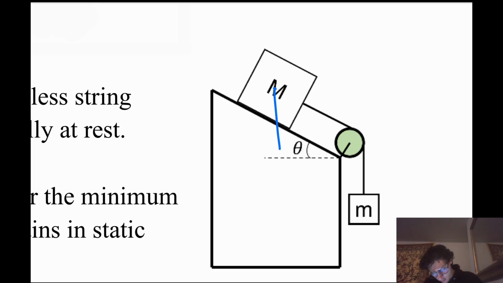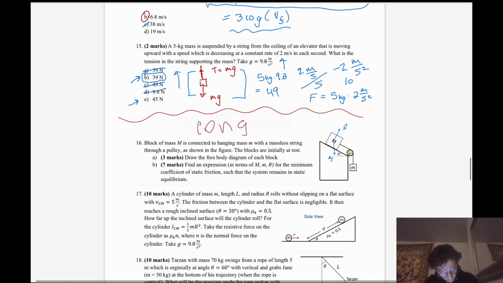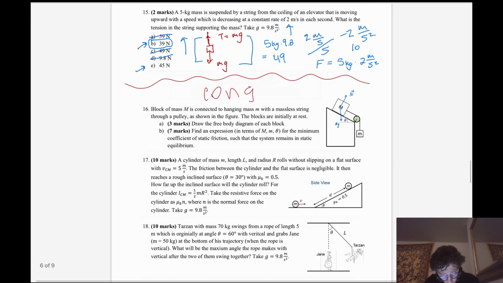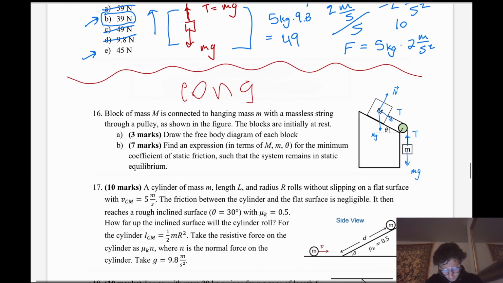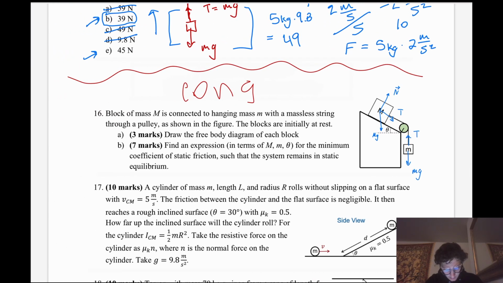So all of the forces, this guy feels an mg down here. It also feels a normal force up here. And did it say frictionless? Connected by a massless string, shown in the figure, initially at rest. So there's no friction that they're talking about. And then there's a little tension over here. I think that's everything. This guy is being pulled down by mg and it's being pulled up by tension. I think that's it, huh?